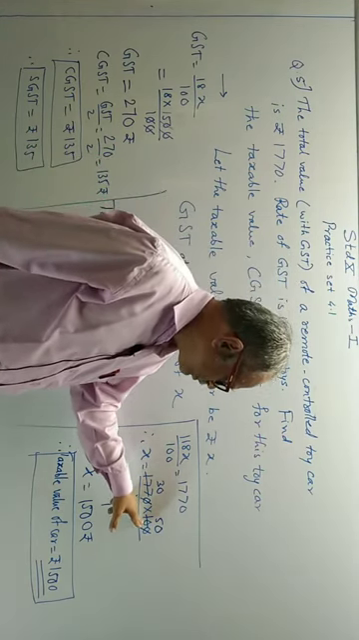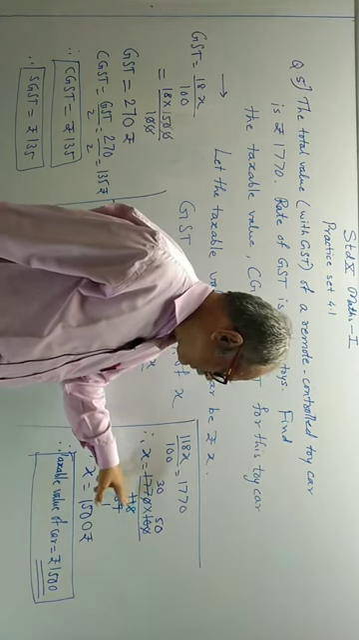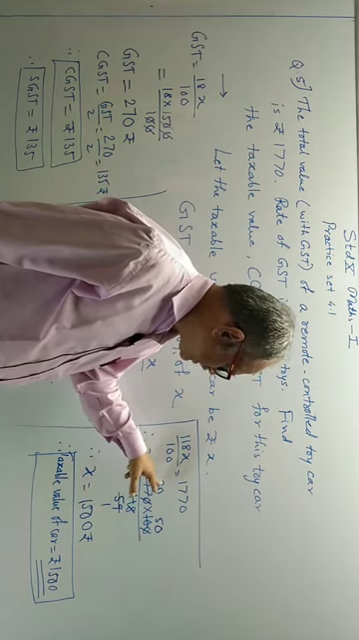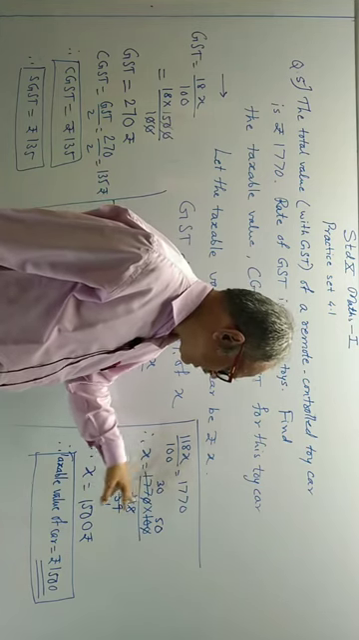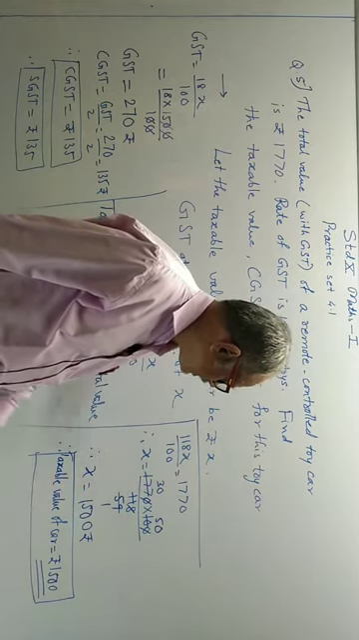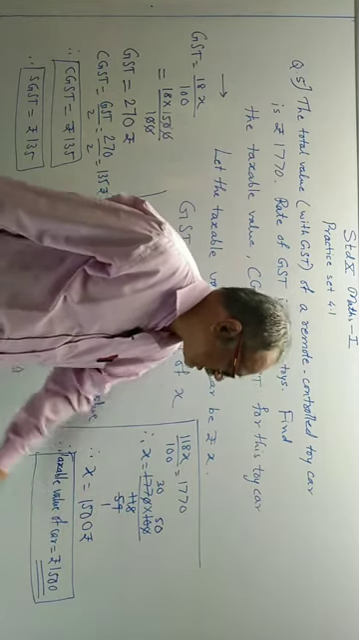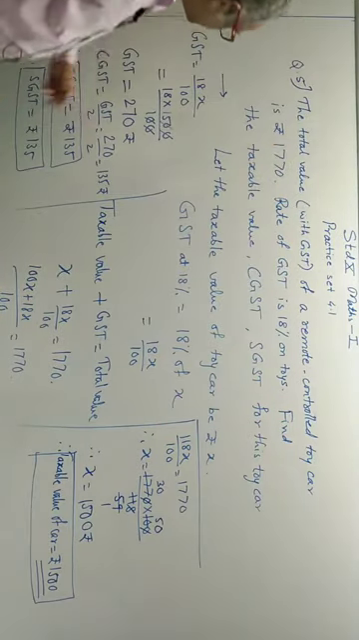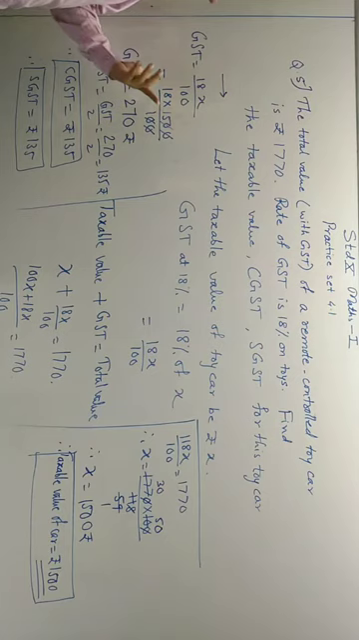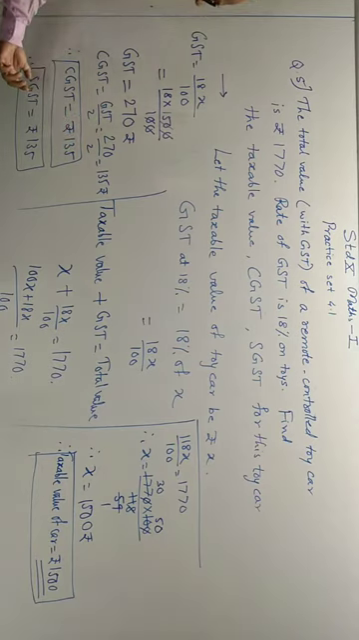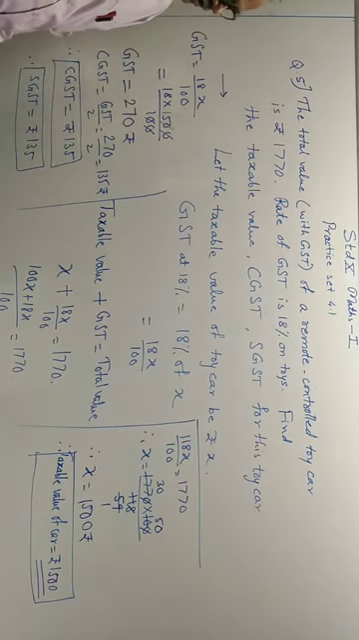First we cancel by 2. 2 5s are 10 and 0. 2 5s are 10 and 2 9s are 18. Then 59 1s are 59, 59 3 times is 177. So 30 into 50 is 1500. Taxable value of toy car is 1500. GST is 18% of 1500. That comes 270. CGST is half of 270, 135. SGST is same as CGST, 135.